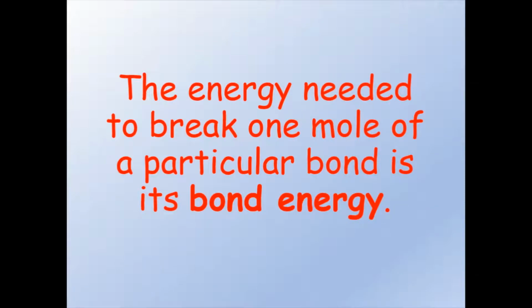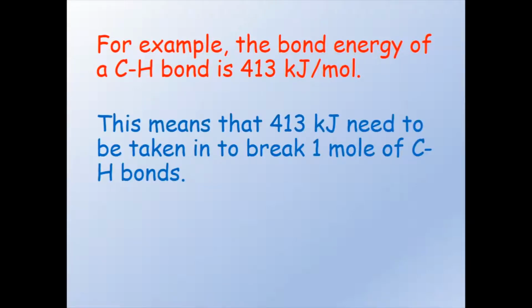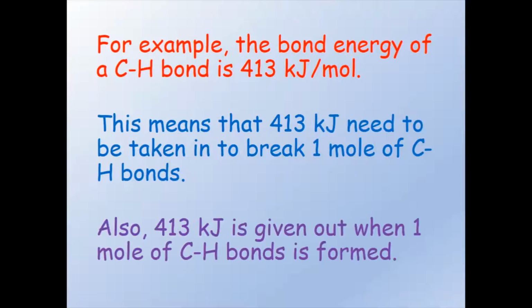The energy needed to break 1 mole of a particular bond is its bond energy. For example, the bond energy of a C-H bond is 413 kJ per mole. This means that 413 kJ need to be taken in to break 1 mole of C-H bonds. It also means that 413 kJ is given out when 1 mole of C-H bonds is formed.